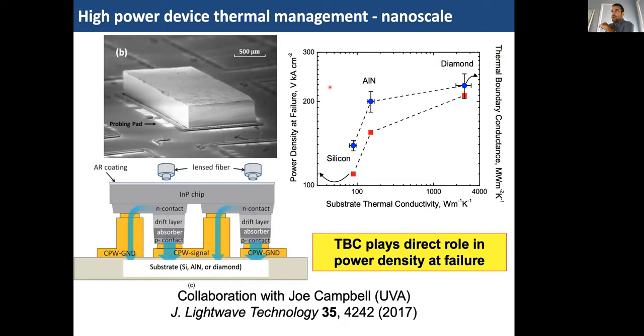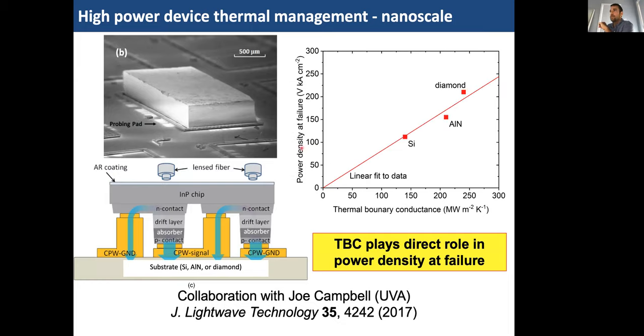But I just want to show it on this plot, because now we can look at thermal boundary conductance as a function of substrate thermal conductivity. You could see a similar trend to what we see with power density at failure. If you were to connect the dots, the power density at failure trends the same with substrate thermal conductivity as the thermal boundary conductance trends. So what's that mean? Well, now let's plot the power density at failure as a function of thermal boundary conductance for the three devices that we measured.